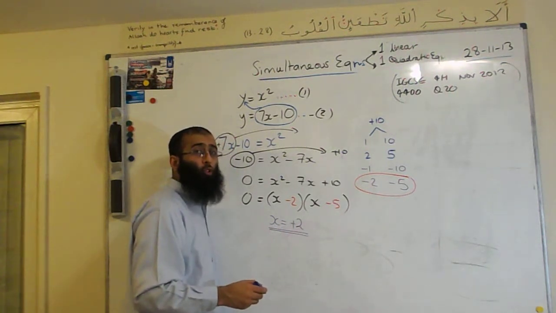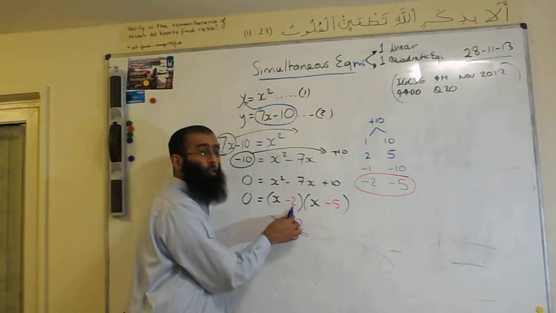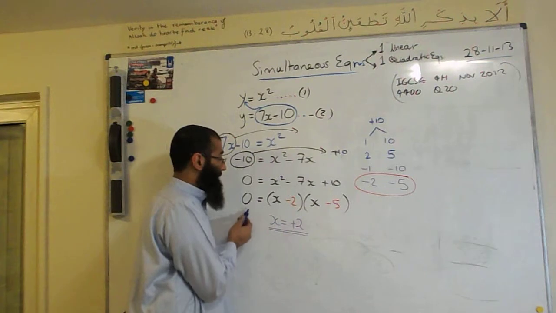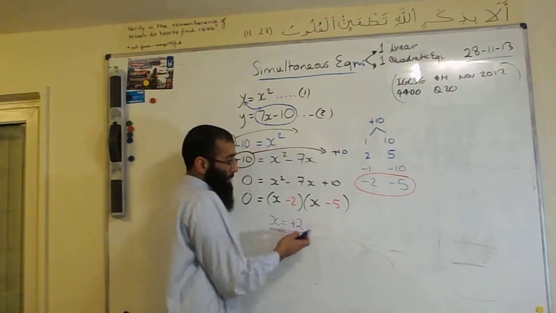x needs to be plus 2. 2 take away 2 is nothing. That makes this bracket into nothing. Nothing times by whatever's in this bracket will always give you nothing. So that's one solution. Look at the second bracket.